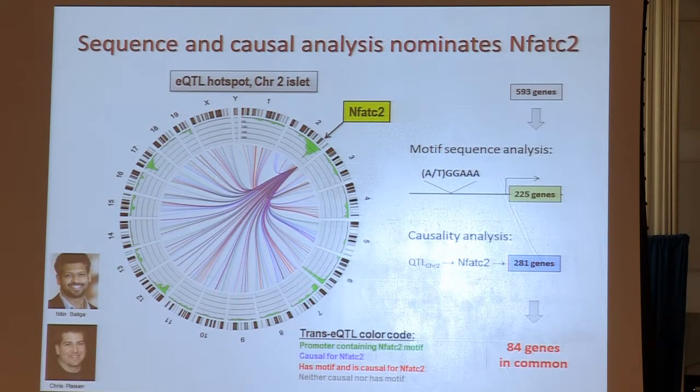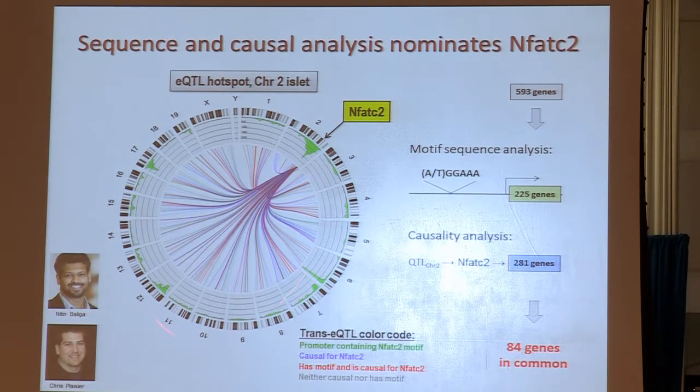In addition to the causal inference that Brian and Elias did, we worked with Nitin Baliga and Chris Plazier at the ISB in Seattle. And completely independent of Brian and Elias's calculations, they did a motif analysis. They asked, well, if we believe that the genes that map to a locus do so by virtue of a transcription factor, can we look in their promoter and do a promoter analysis for known motifs?